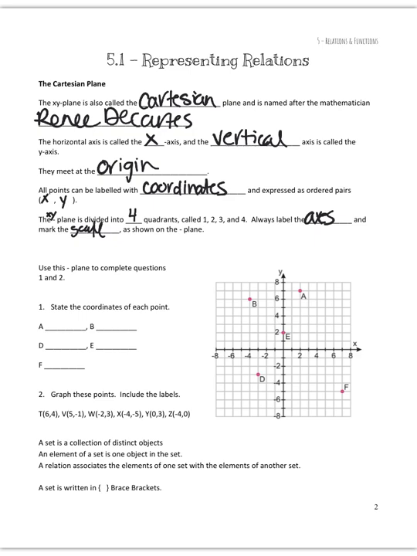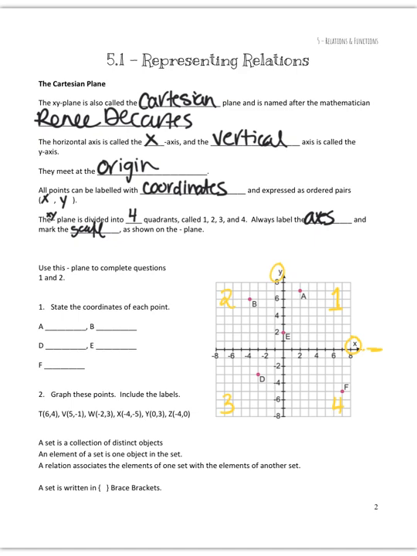Okay, so in our graph here, we'll mark our 1, 2, 3, 4 quadrants. So you can see that we've highlighted that this is our x and this is our y. X is the horizontal, y is the vertical. Quadrant 1 is here, 2, 3, and 4. All right, so use this plane to complete the questions.